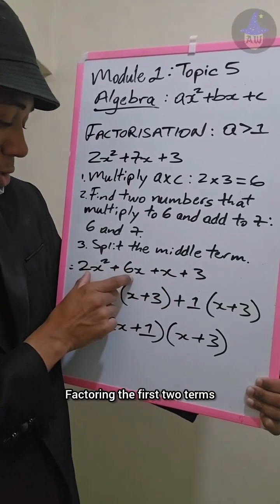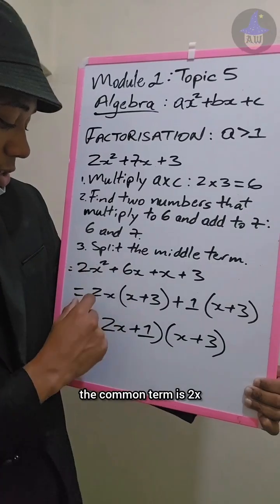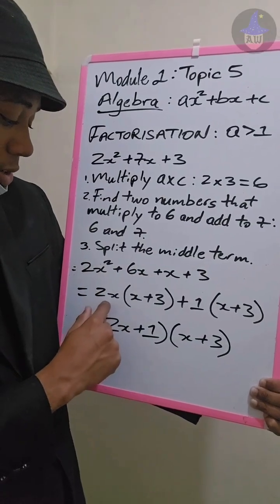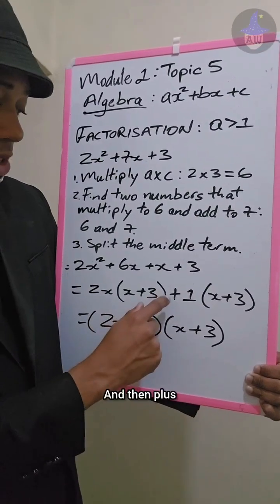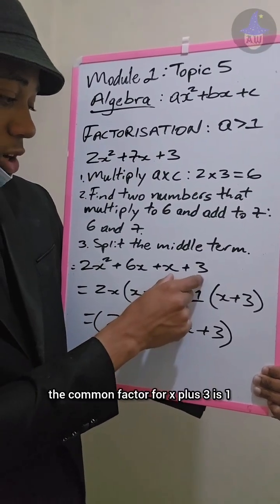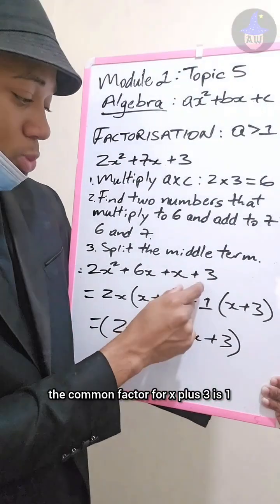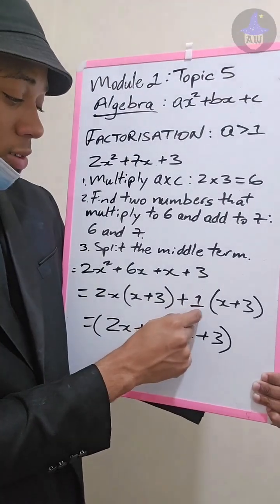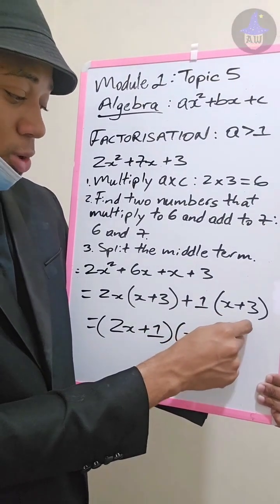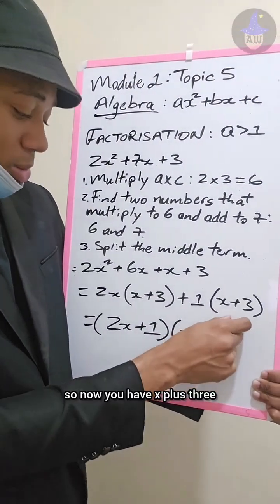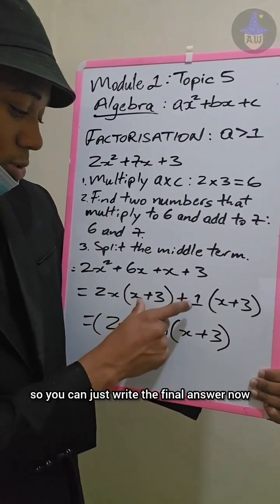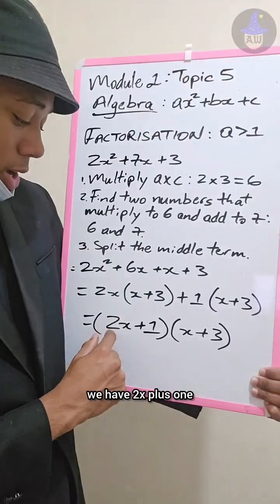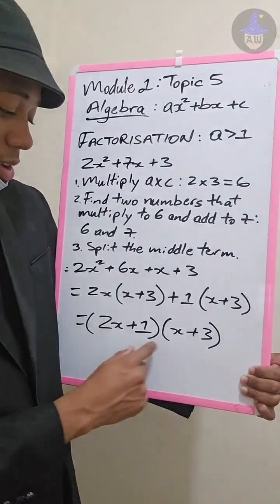Factor in the first two terms. The common term is 2x. So when we factor out 2x, we have x plus 3 in brackets. And then plus, the common factor for x plus 3 is 1. So factor out 1, and then in the bracket you have x plus 3. So now you have x plus 3 and x plus 3. So you can just write the final answer. Now we have 2x plus 1 and x plus 3.